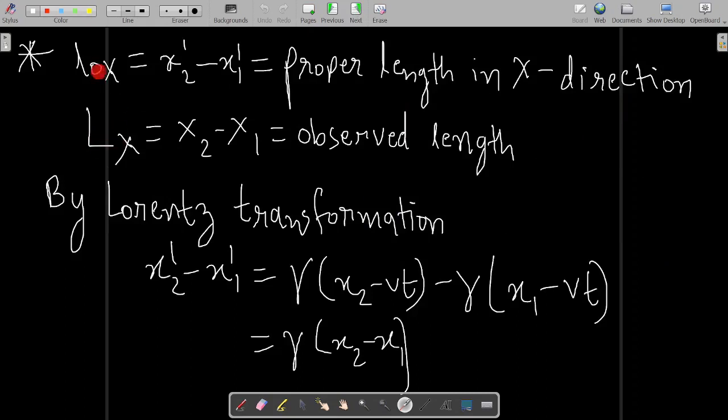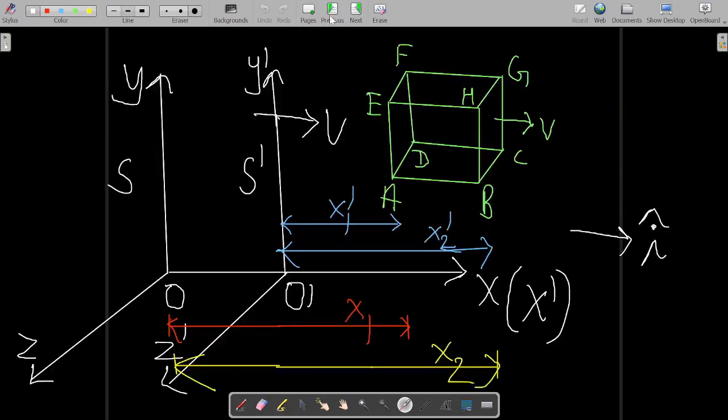Now capital LX is equal to x2 minus x1. Let us assume that is the observed length. So capital LX, x2 minus x1, from here till here it is x2, and from here till here it is x1. The observed length will be observed with respect to the stationary frame, because with respect to this stationary frame, this object is moving. So the contracted length will be visible in this particular frame. Okay, contracted length will be visible in this S frame.